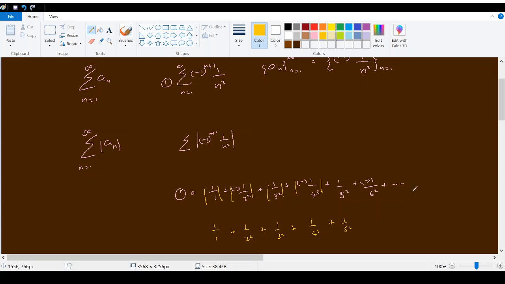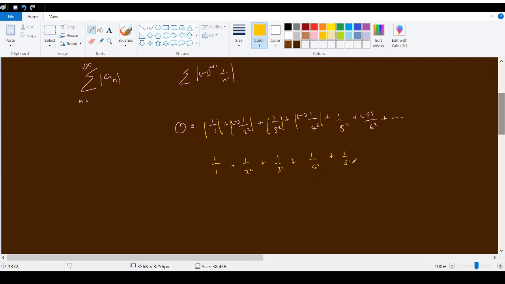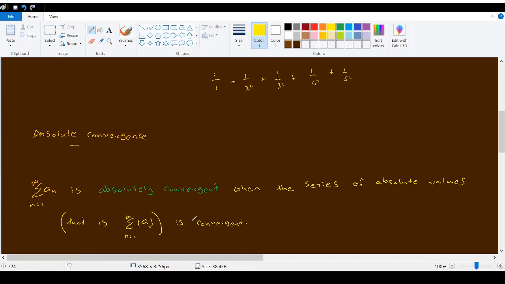And the definition is, for the definition we have a word called absolute convergence. In other words, we say that the series sigma an is absolutely convergent when the series of absolute values, that is this one, is convergent.